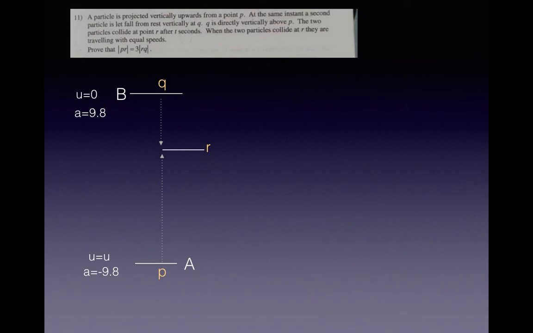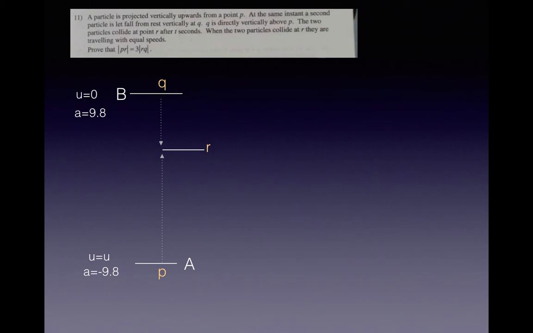Okay, question 11. A particle is projected vertically upwards from a point P. At the same instant, a second particle falls from rest vertically at Q. Q is directly above P, and the two particles collide at a position R after T seconds. When the two particles collide, they're travelling with equal speeds. Prove that the distance from P to R equals 3 times the distance from R to Q.